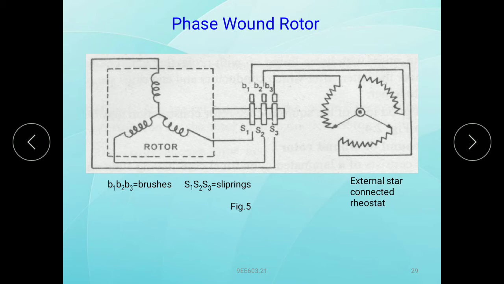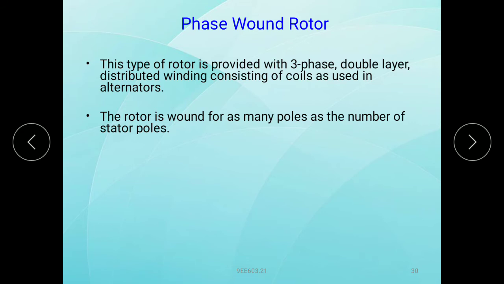Now the phase wound rotor. This is the phase wound rotor. This is the rotor side. These are the slip rings, B1, B2, B3 are brushes, and this is the externally connected rheostat. This type of rotor is provided with a three-phase double-layer distributed winding consisting of coils as used in alternators.